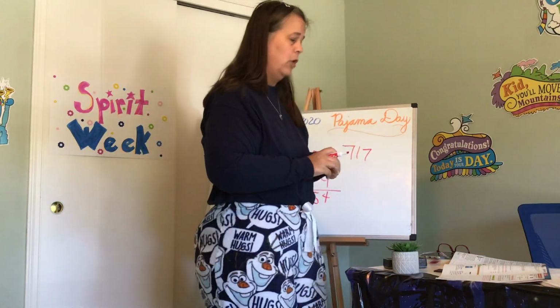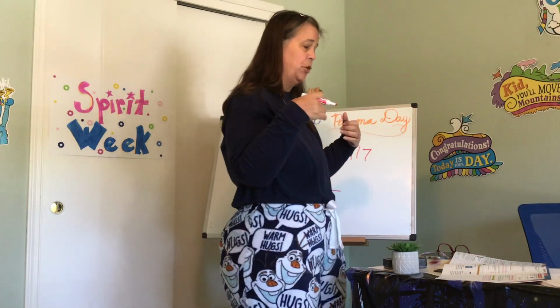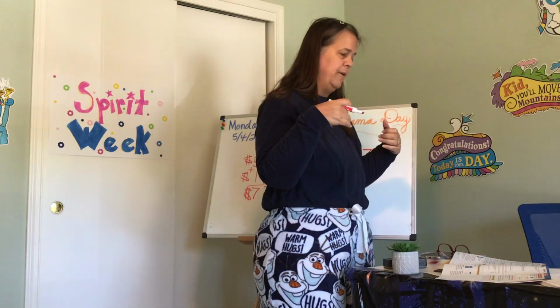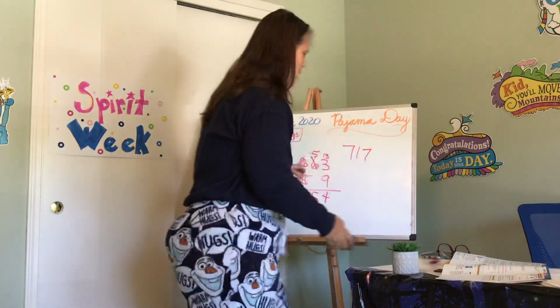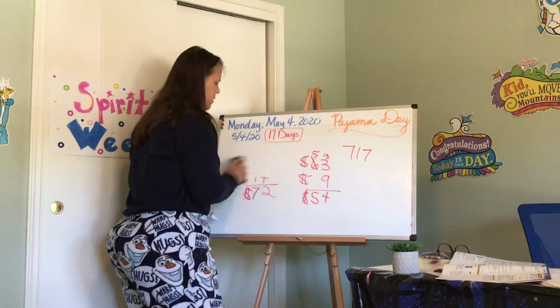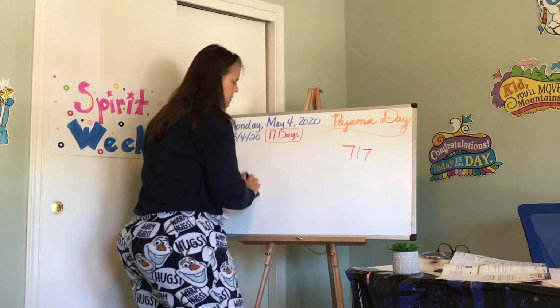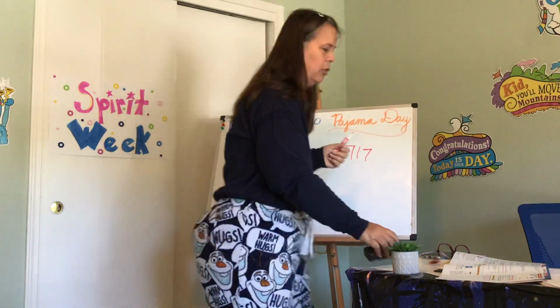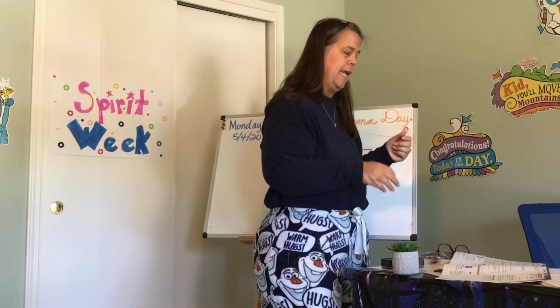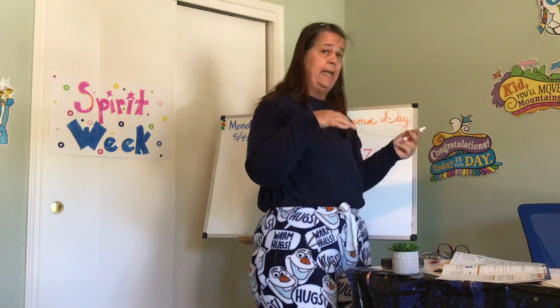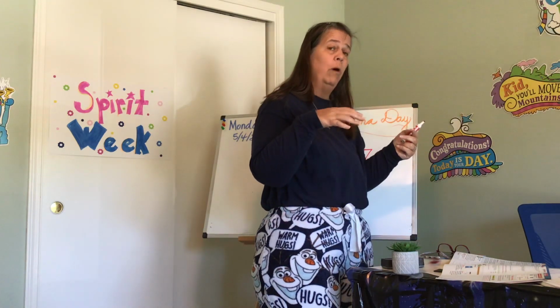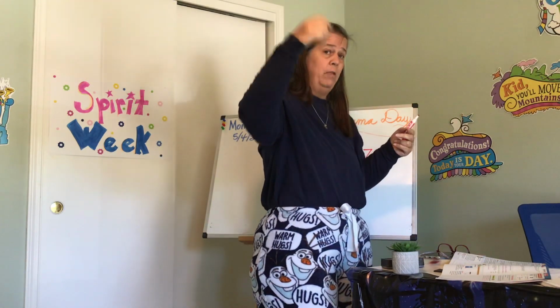Tyler makes a withdrawal of $13. Now he has $33 in the bank. How much money did he have to start with? Okay, so what do we know? We know Tyler made a withdrawal. So what happened to his money? That's right, it got smaller. So what we have to do is the opposite now to find out what was the amount he started with.